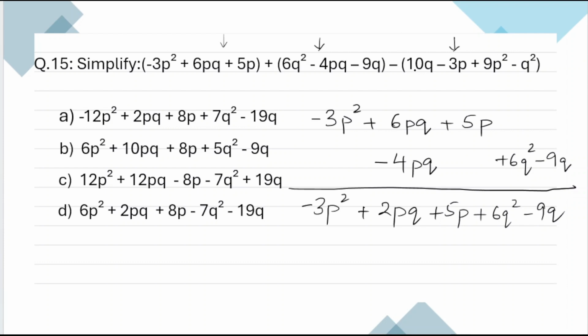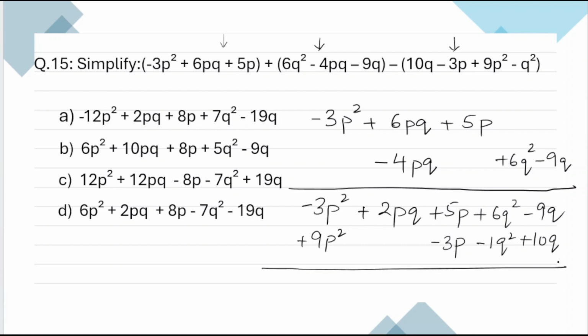So let's pick the term 10q. Where will be 10q? This will be 10q. Then minus 3p. Look for the p term. This is minus 3p. Look for 9p square. So that will come over here. And then minus q square. So minus q square. What is the coefficient of q square? It's 1. And now we are subtracting them. Before subtracting, we need to change the signs. So this becomes negative, this becomes positive, positive, negative.